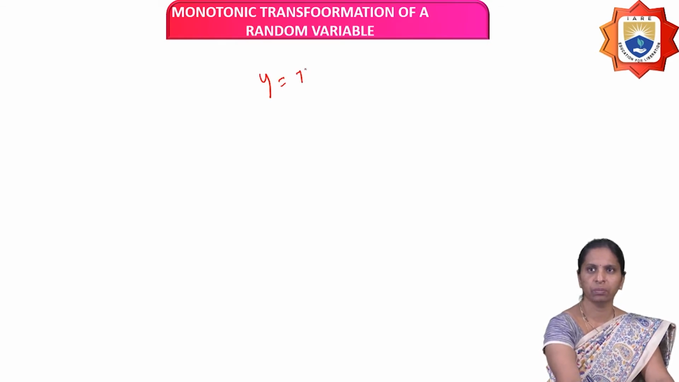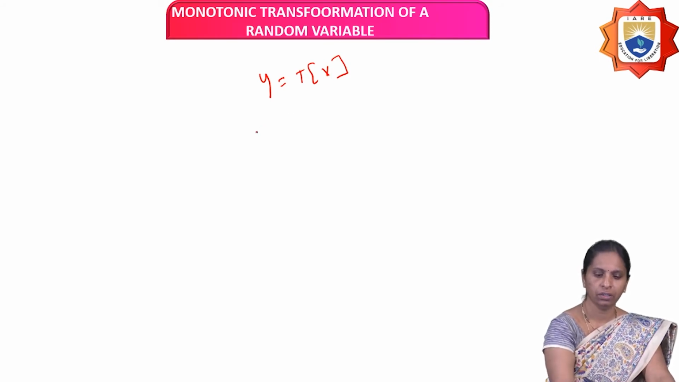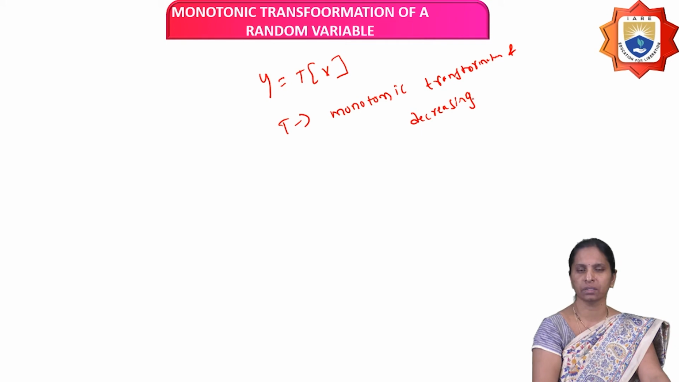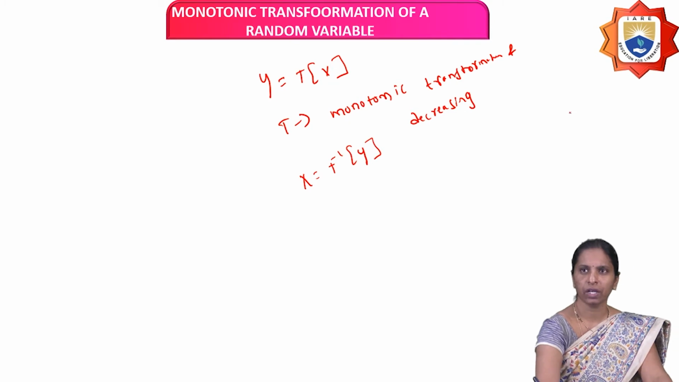So what is the transformed random variable? Y equals T of x. What type of transformation is it here? We are considering a monotonic transformation of decreasing nature, so a monotonically decreasing transformation. Then x equals T inverse of y. For example, if y equals 2 times x, then x equals 1 by 2 of y. It represents y equals T of x.